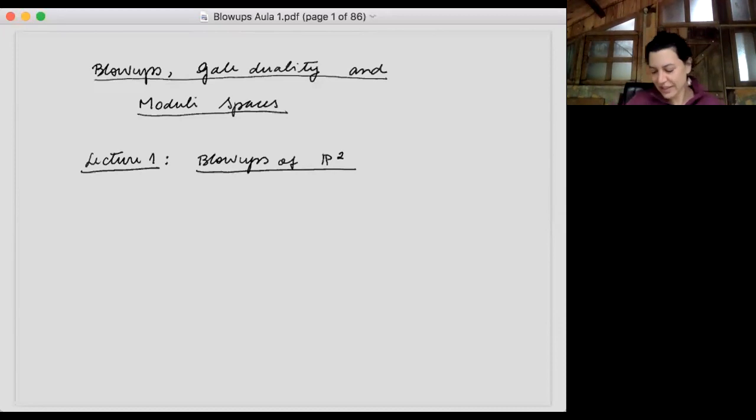So the idea of this mini course is to discuss blowups. This is going to be the topic of the first lecture, and then Gale duality and moduli spaces, which we're going to discuss later on in the week. So the lecture today covers very classical and basic material, that of blowups of the plane at points.